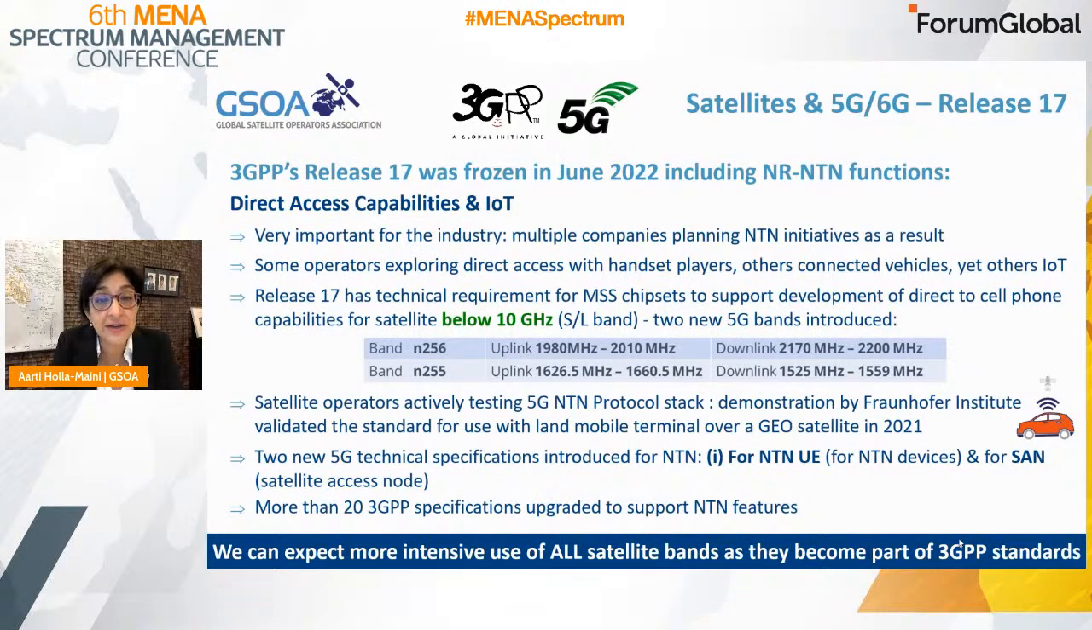Two new 5G technical specifications have been introduced for NTN. One is, as I say, for the user equipment, for the devices, and the other is for the satellite access node. But overall, in release 17, there have been 20 3GPP specifications that have been upgraded to support NTN features. That is a lot of work. It's a great achievement. And what it means is that we can expect more intensive use of all of the satellite bands as they become part of 3GPP standards. Next slide, please.